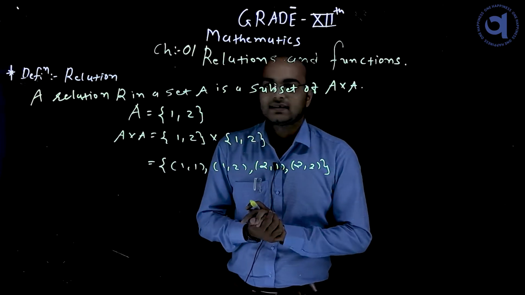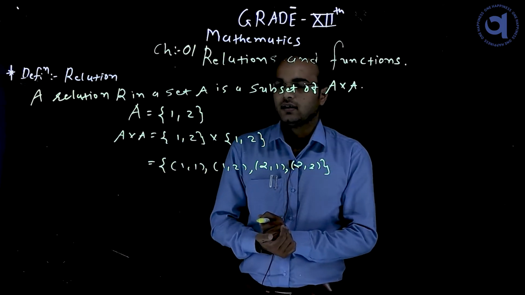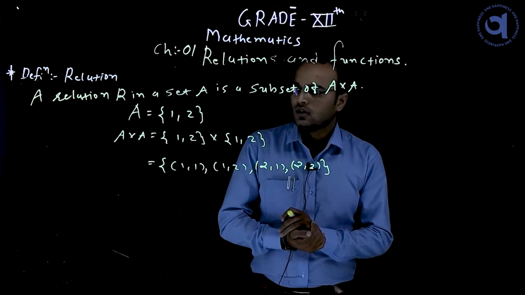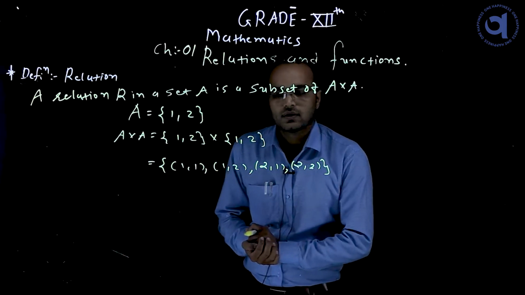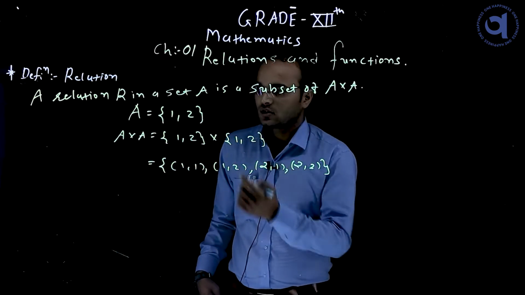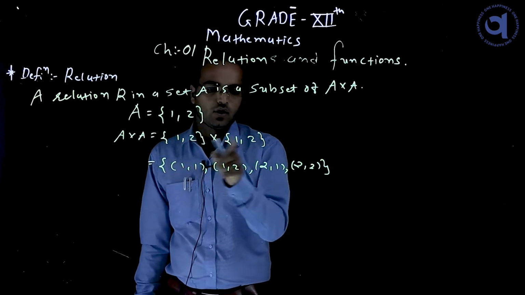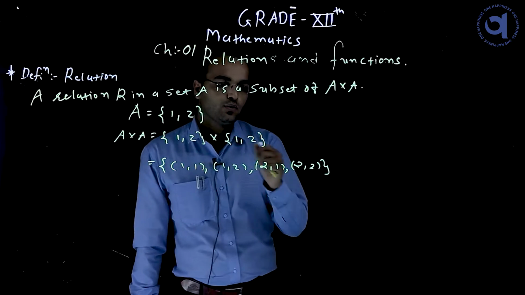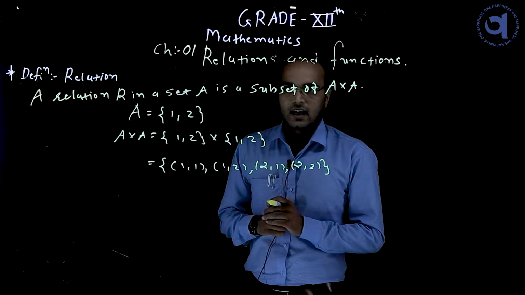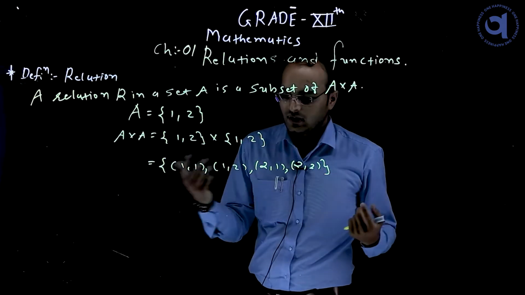And in mathematics, what is a relation? A relation R in a set A is a subset of A cross A. Suppose I consider a set A = {1, 2}, and in earlier classes we learned to find the Cartesian product of two sets. So find A cross A: {1, 2} cross {1, 2}, the Cartesian product of set A. Fix the element 1: (1, 1), (1, 2), and (2, 1) and (2, 2). That means each element of {1, 2} can be related with itself and with the other, and these are the total possible ways.